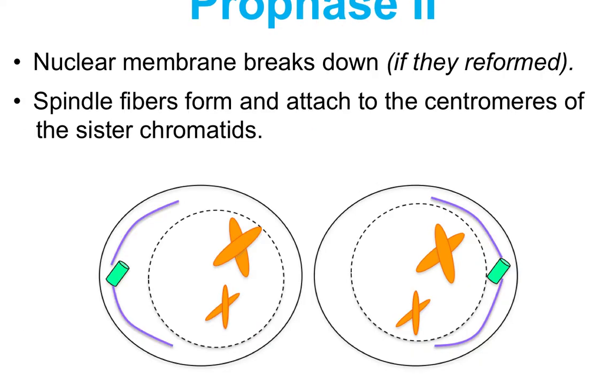Now we're going to start meiosis 2, and we have these two daughter cells, and again, prophase 2, the nuclear membrane is going to break down, and these spindle fibers, they're going to come out and attach to those centromeres. Centromeres are the center parts of the chromosomes right here, and we're going to divide up these sister chromatids.